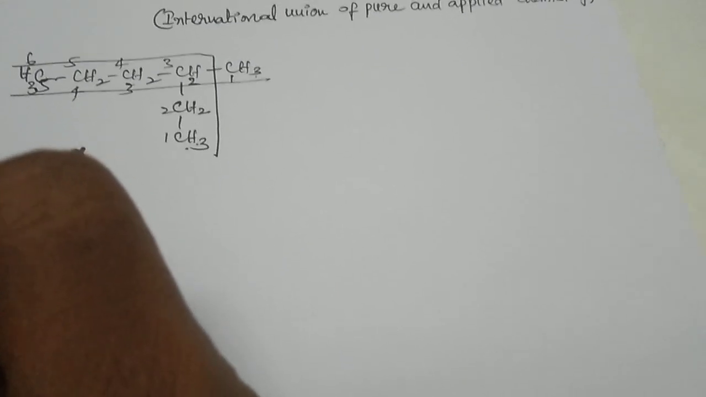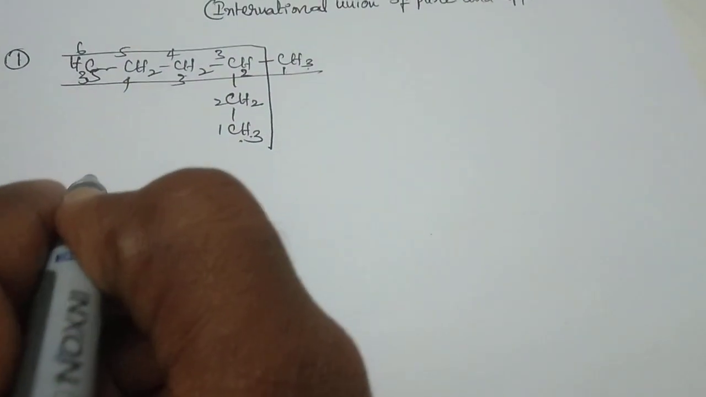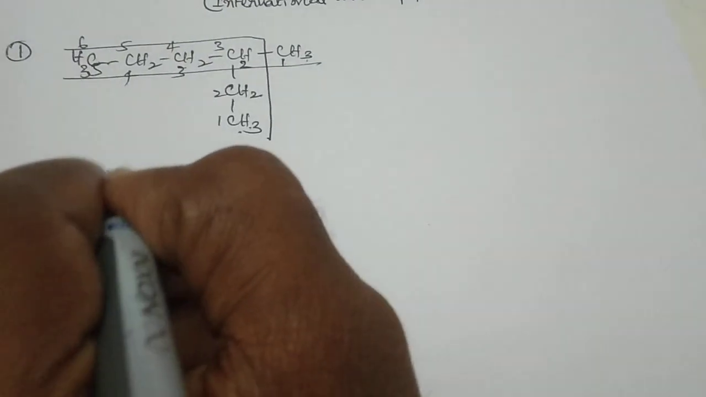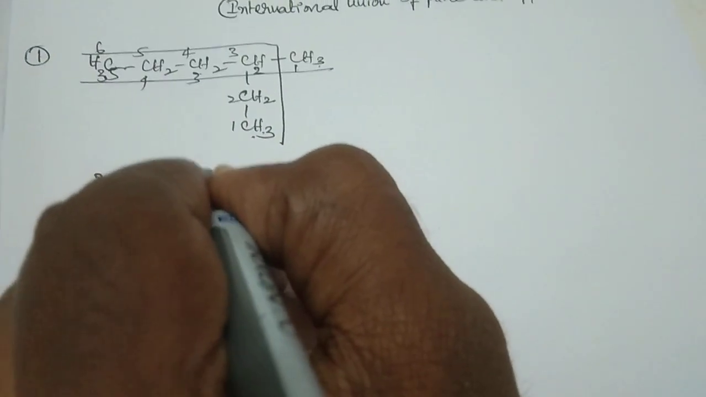So the one having more carbon, we have to consider as the parent carbon chain, and you have to give the name 3-methyl hexane.